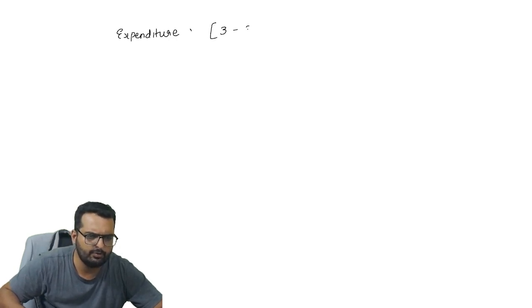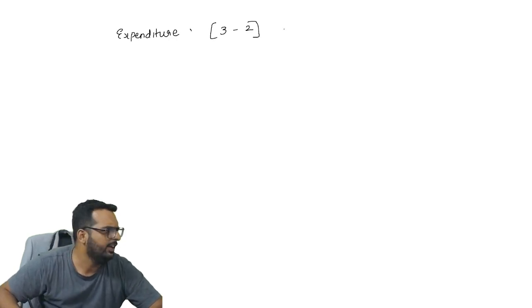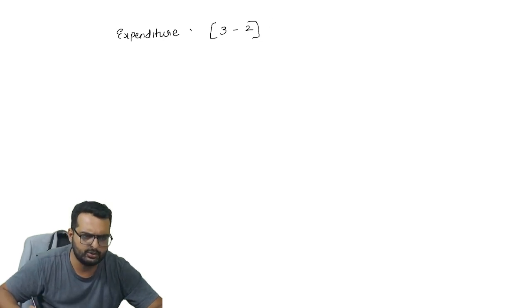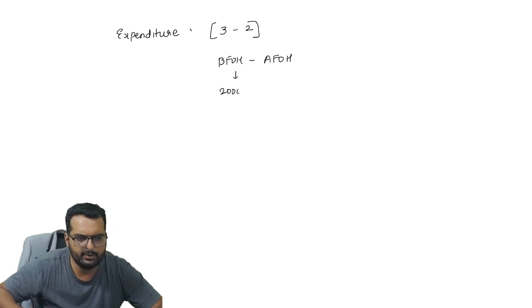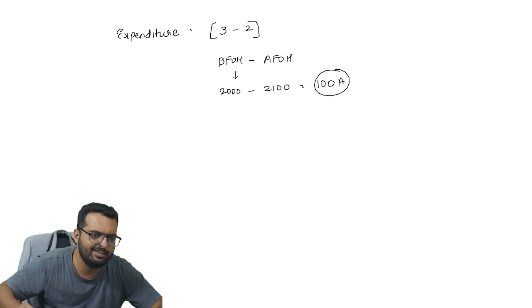Expenditure variance. What is the formula for expenditure variance? It is 3 minus 2. So what is 3 over here? BFOH minus AFOH. BFOH was 2000, AFOH is 2100. You get the answer as 100 adverse.